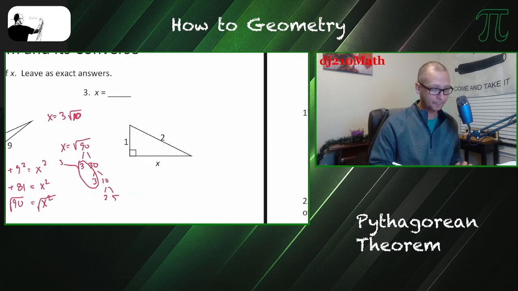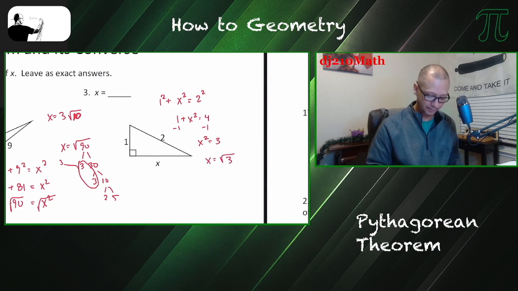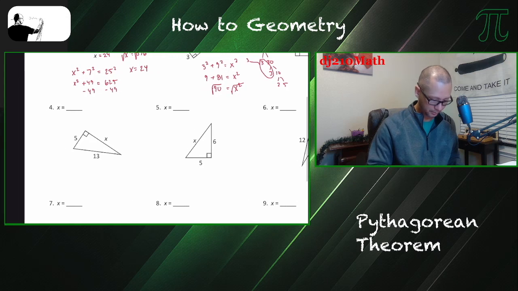All right, number 3. 1 squared plus x squared is equal to 2 squared. So 1 plus x squared is equal to 4. If I subtract 1 from both sides, x squared is equal to 3. x is equal to root 3. And that can't be simplified any further, right? It's a prime number. We'll do a couple more, and then we'll get to some slightly harder ones.